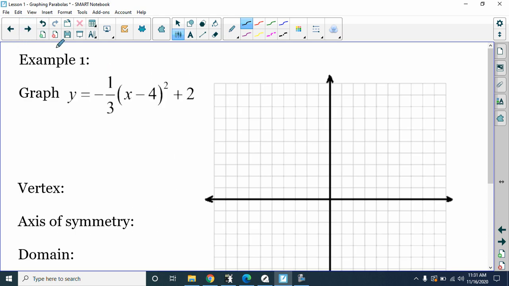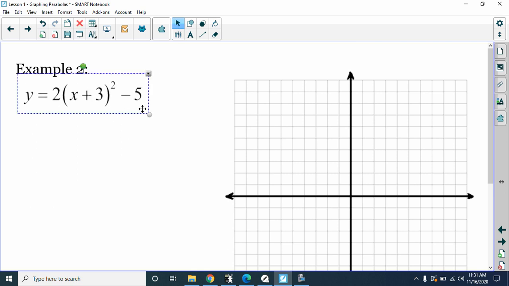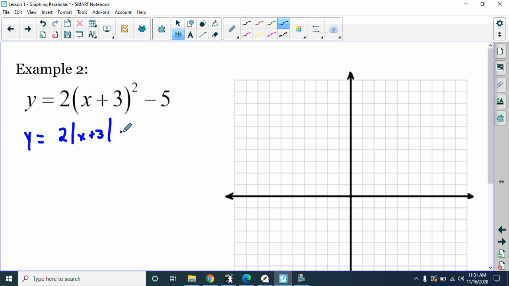So let's try one here. Let's actually start with example 2. We are given a quadratic in vertex form, y equals 2 times the quantity x plus 3 squared minus 5. And in order to graph that, we are going to think back to how we graphed this. To graph this as an absolute value equation, it looks very similar. We have absolute values, so it's a v instead of squared, a parabola. But we're going to do it kind of similar.